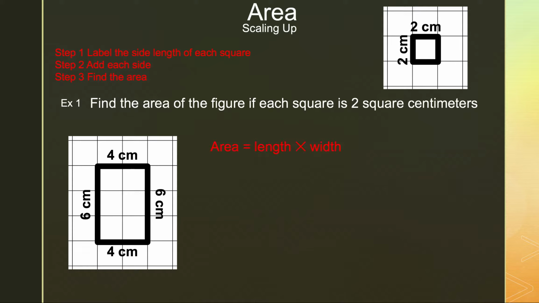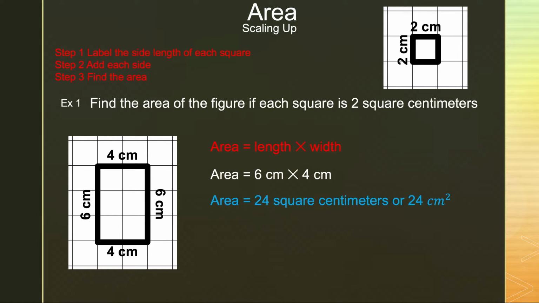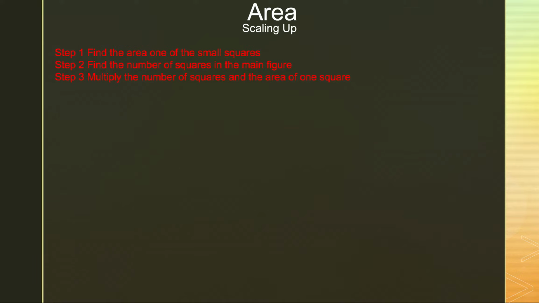So let's go ahead and write down the area formula. Area is equal to length times width, and in this case 6 times 4, which gives me 24 square centimeters, or 24 centimeters squared. Now let's take a look at this a different way, using the same question.